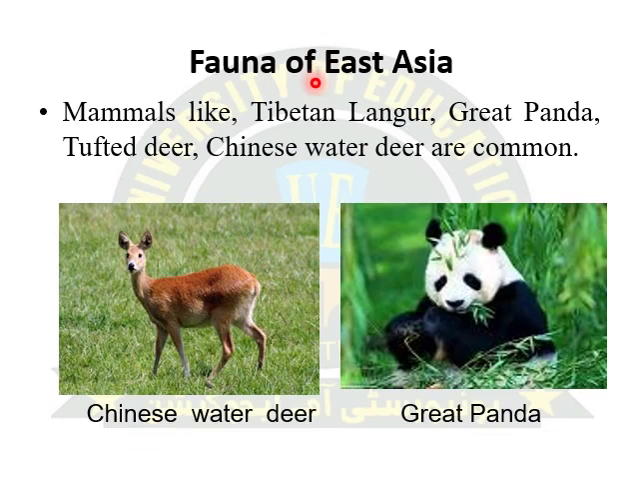Now we talk about the fauna of East Asia. In East Asia, there are different families of mammals in which you can see Tibetan langur, great panda, tufted deer, Chinese water deer. These are the most common mammals of East Asia. Here you can see the picture of Chinese water deer and great panda.